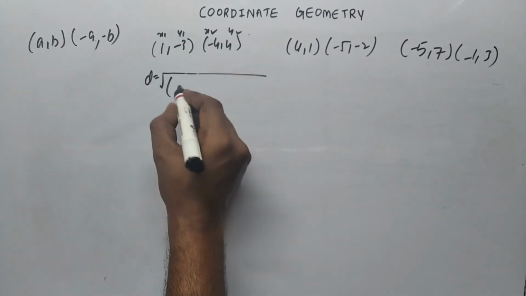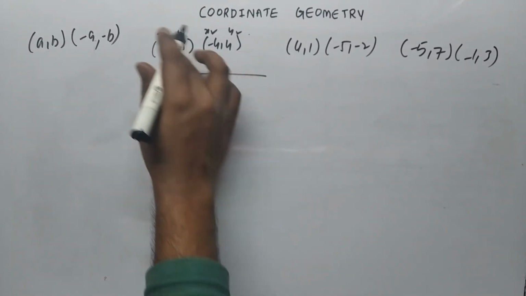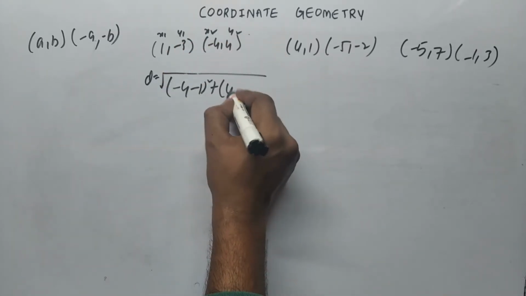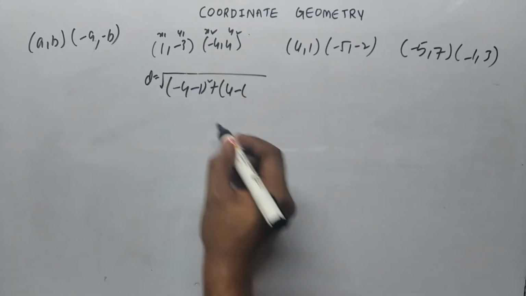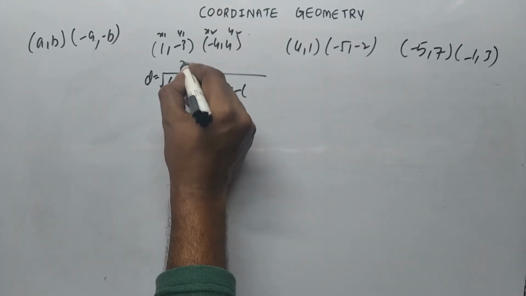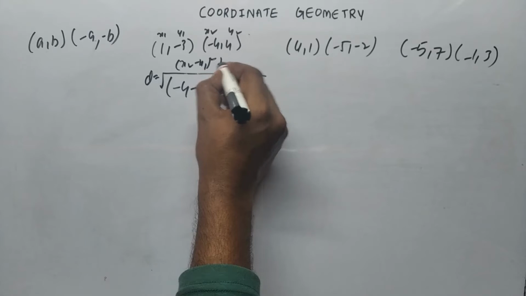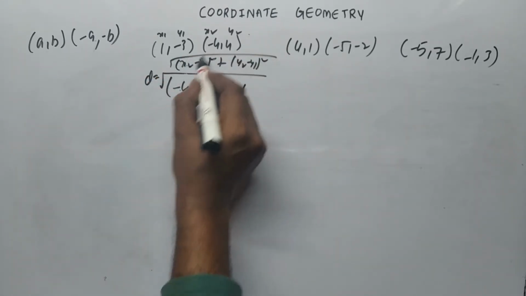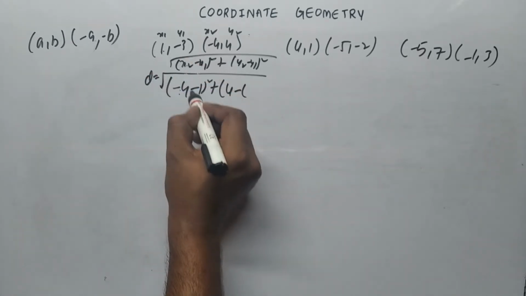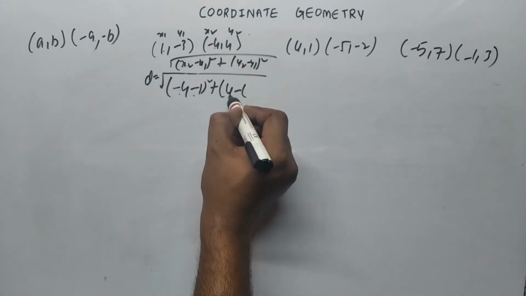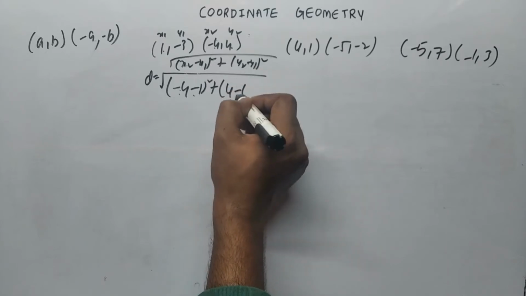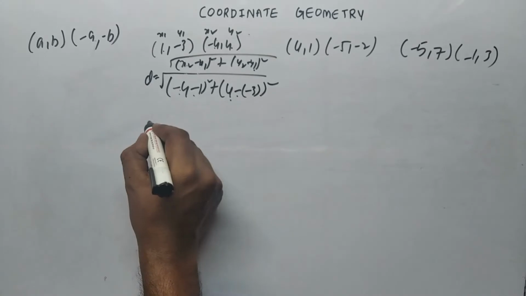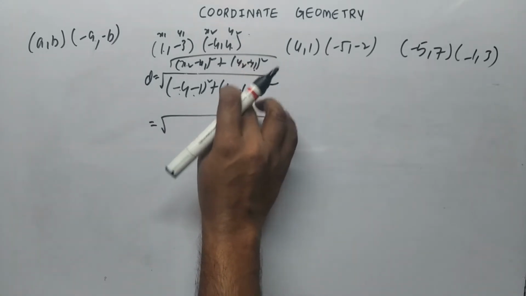So x2 minus x1, so minus 4 minus 1 whole square, plus y2 minus y1, so 4 minus... What is the formula? The formula is x2 minus x1 whole square plus y2 minus y1 whole square, all under root. So we have under root, x2 value is minus 4, x1 value is 1, y2 value is 4, next we have minus, y1 value is minus 3. So I am just writing this one in brackets. Many of them will be making a mistake at this point.